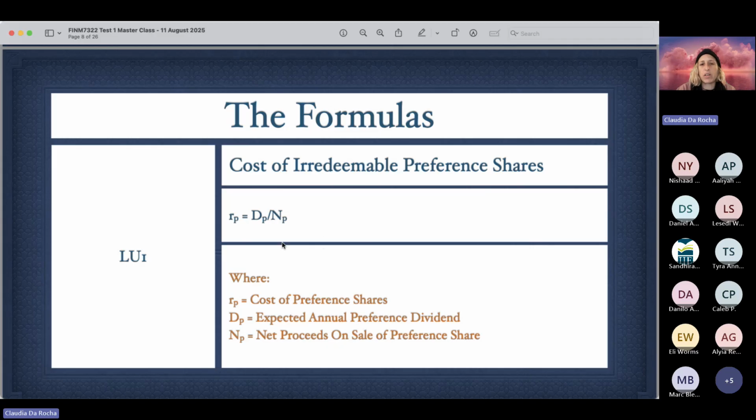With preference shares, the main formula is RP is equal to DP over NP, where NP is your net proceeds on sale of a preference share and DP is your expected annual preference dividend. This formula is used for all types of preference shares with some differences. There's one formula that's completely different, so you need to know that. And then there's just a different application for one of the preference shares, which I will explain as well.